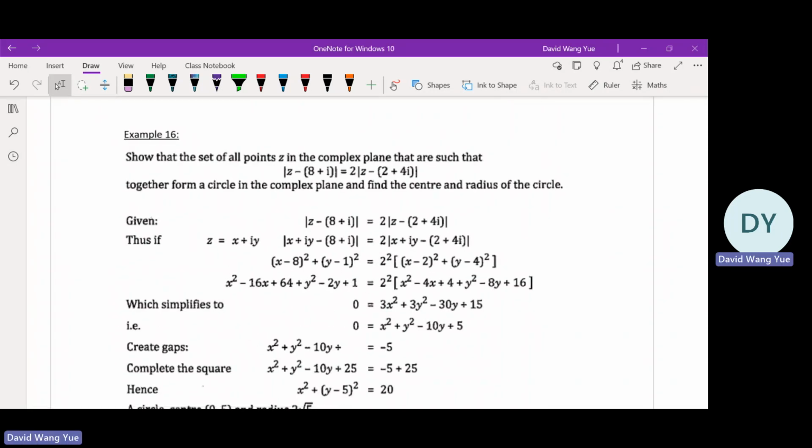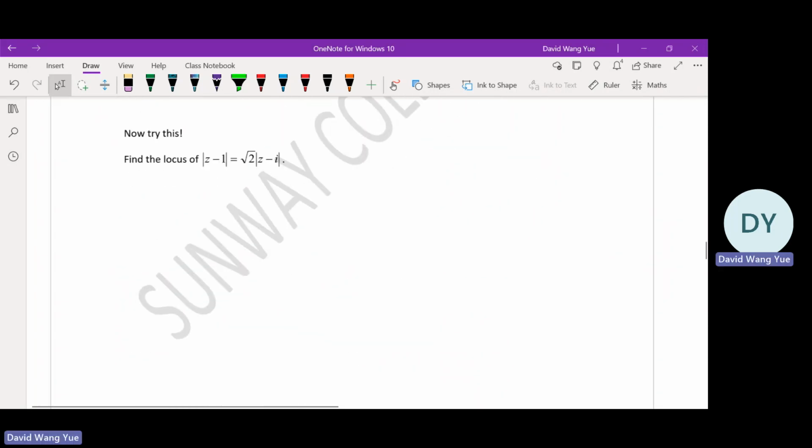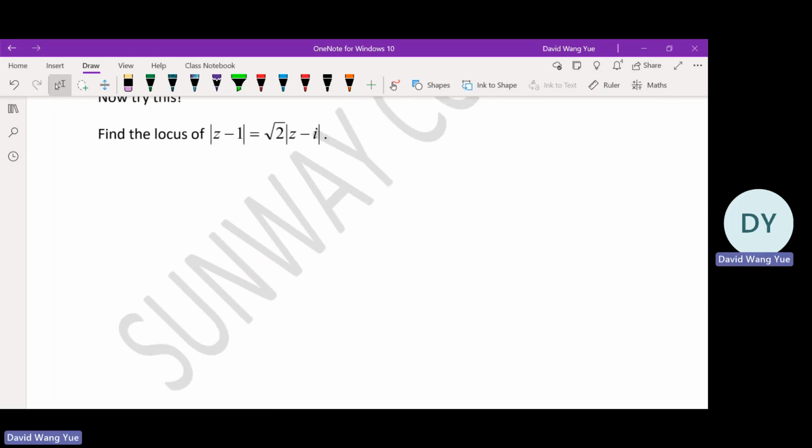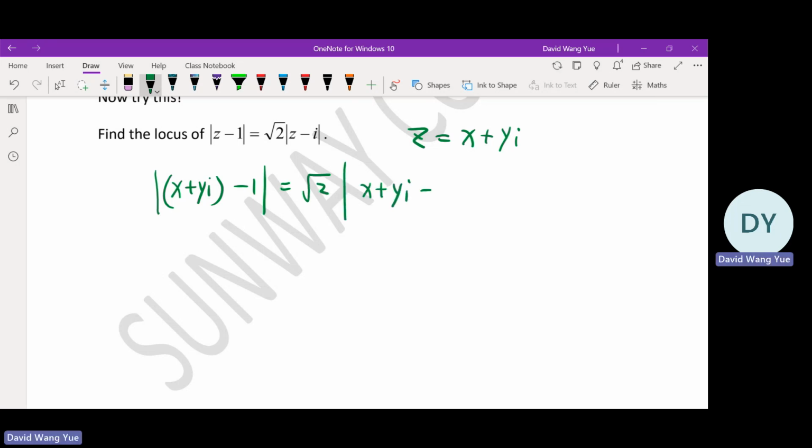Example 16. So if I want to find the locus, I firstly let z be x plus yi. So here I have x plus yi minus 1 equals root 2 times x plus yi minus i.